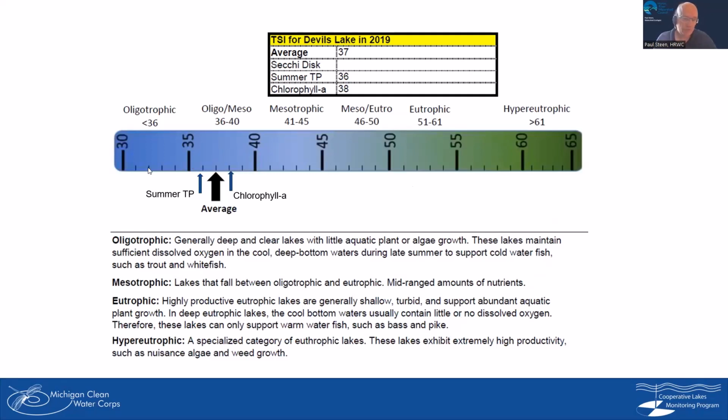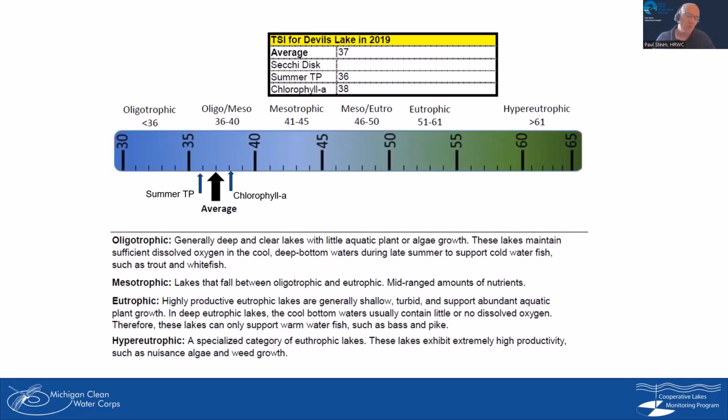Everything ranges, these numbers will all range somewhere between about 30 and 65. And you can graph out your scores for the various parameters to see how they're doing. Generally, they will be fairly close to each other because they're reflections of the same type of thing in the lake. And then you'll have your final average. If you're at, for example, this lake is at 37, that puts it in between oligotrophic and mesotrophic, leaning a little bit more oligotrophic.